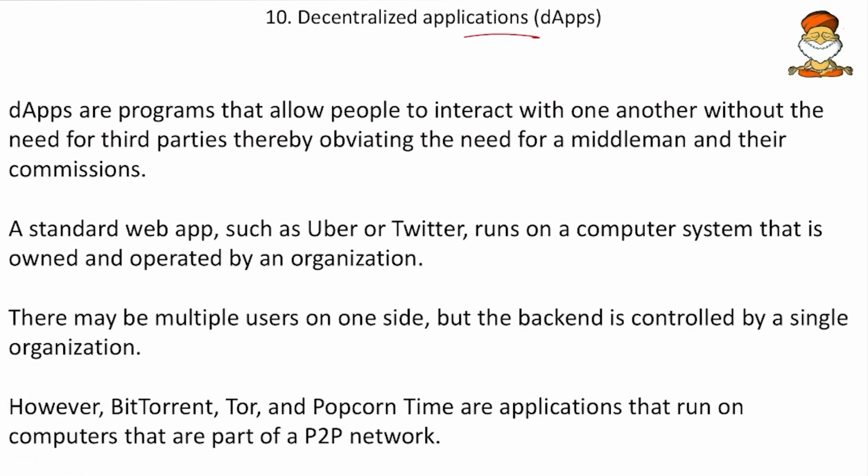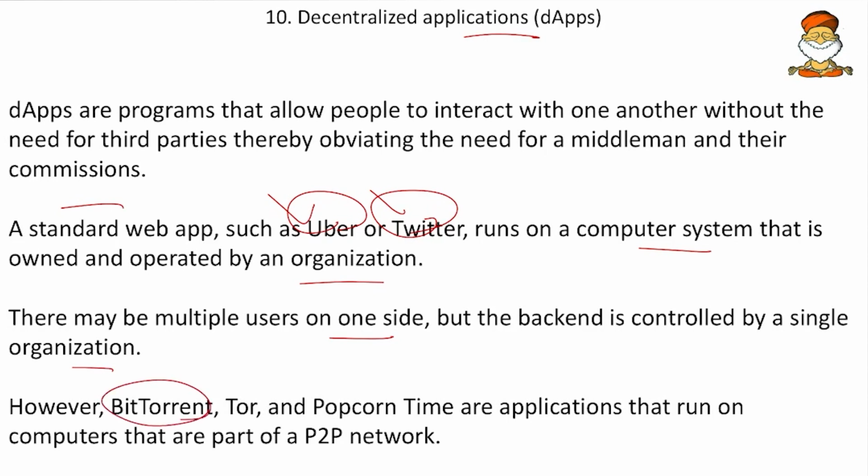Then Decentralized Applications or the DApps. So DApps are the programs that allow people to interact with one another without the need for the third parties, thereby obviating the need for a middleman and their commissions. So friends, whenever you go for an app, so one company will be holding that and the company will decide what changes should be done for that app. So the standard web apps such as Uber, Twitter, so they run on computer system that is owned and operated by an organization. So Uber owns the Uber app and Twitter owns the Twitter app. And there may be multiple users on one side, but the backend is controlled by a single organization.